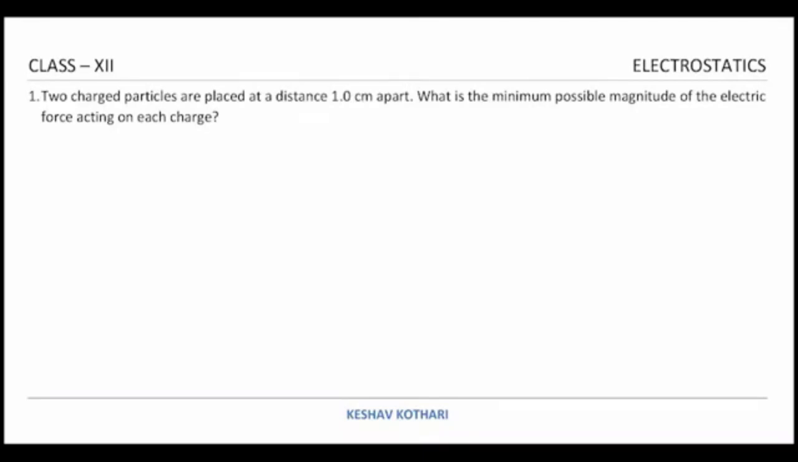Let us begin with the problem solving for electrostatics. So let us deal with the first question. Two charged particles are placed at a distance of 1 centimeter apart. What is the minimum possible magnitude of the electric force acting on each charge?